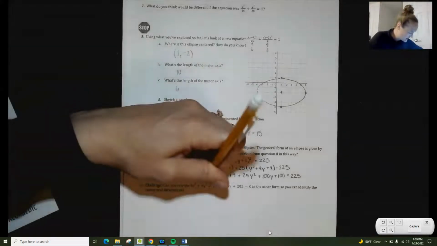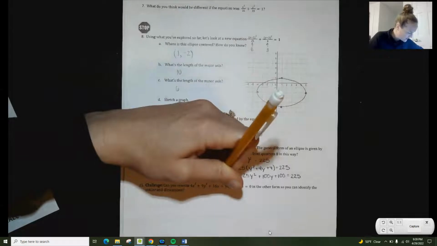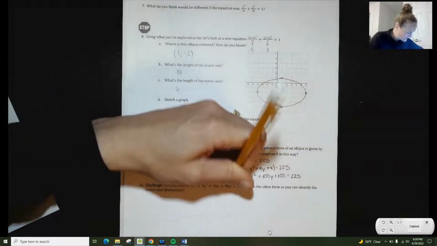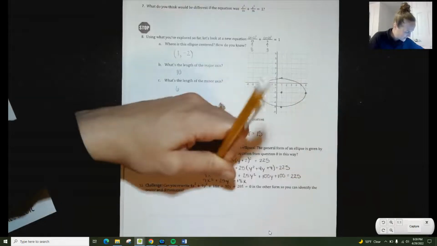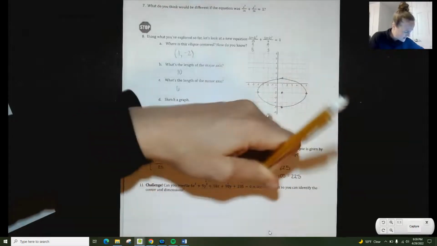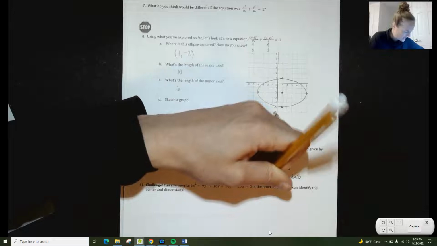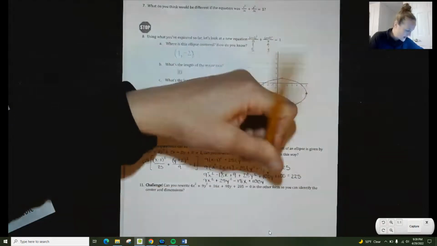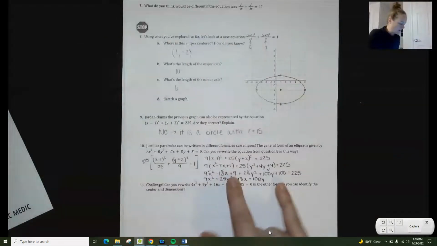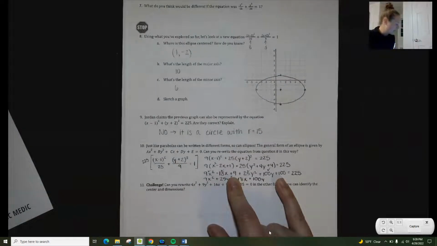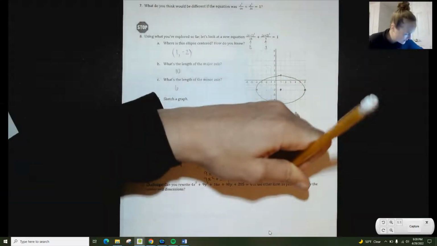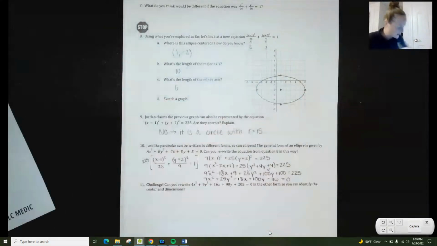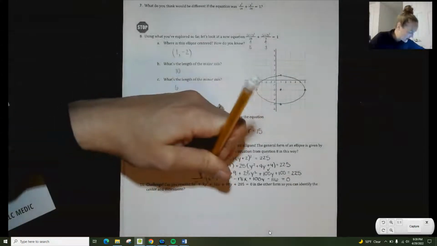So I start with the 9x squared, then I go to the plus 25y squared, then I go to the minus 18x. So I've done this, this, this. Then I go to the plus 100y. Then I'm going to subtract 225, but I'm also going to combine 109. So I have 109 and negative 225, and that gives me negative 116 and then equals 0. So there is my answer there.